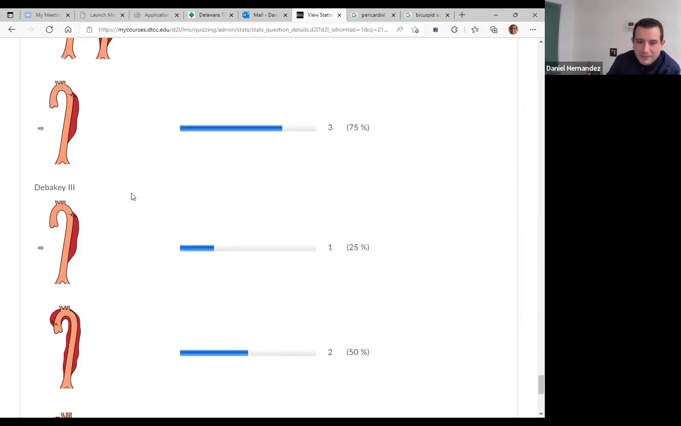So for DeBakey, my little acronym for 1, 2, and 3 again is BAD. So type 1 correlates with the B for the bad, which is both. Type 2 is the A, ascending. And then type 3 is D, descending. That's my little acronym for remembering DeBakey dissections.